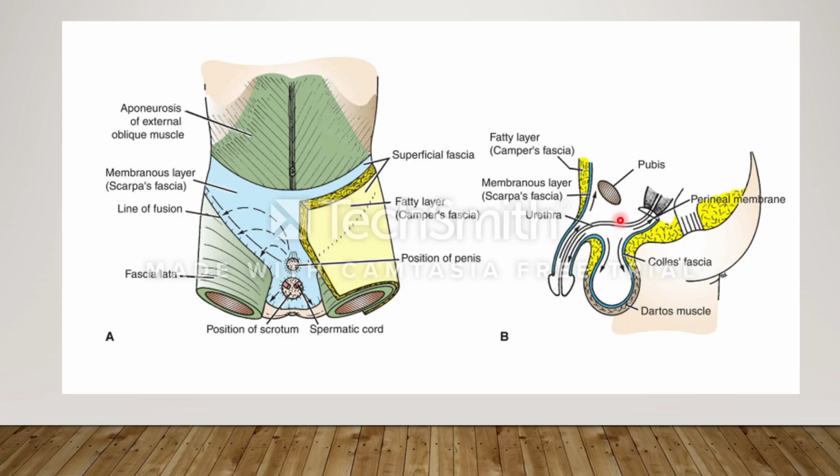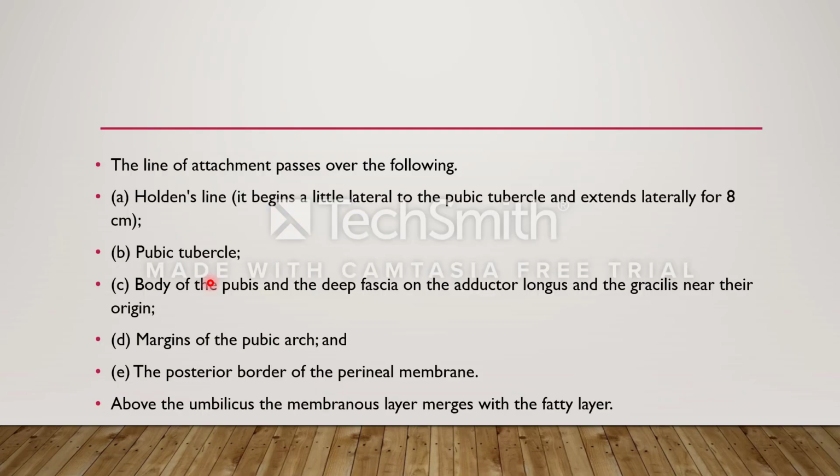Here the urine will accumulate. It will also go into the penis and the scrotum and in the superficial perineal pouch, but it will not go into the thigh because of this line of fusion. This line of fusion is called Holden's line.